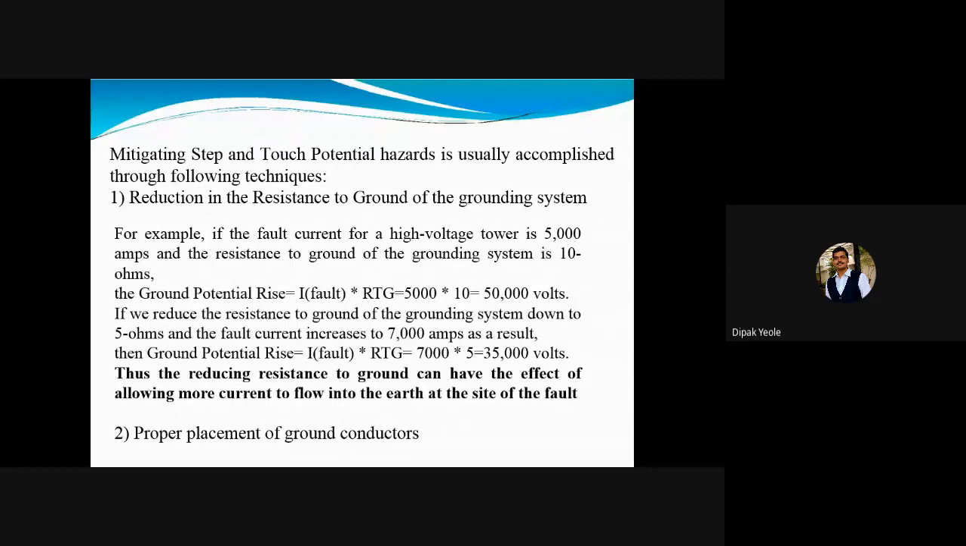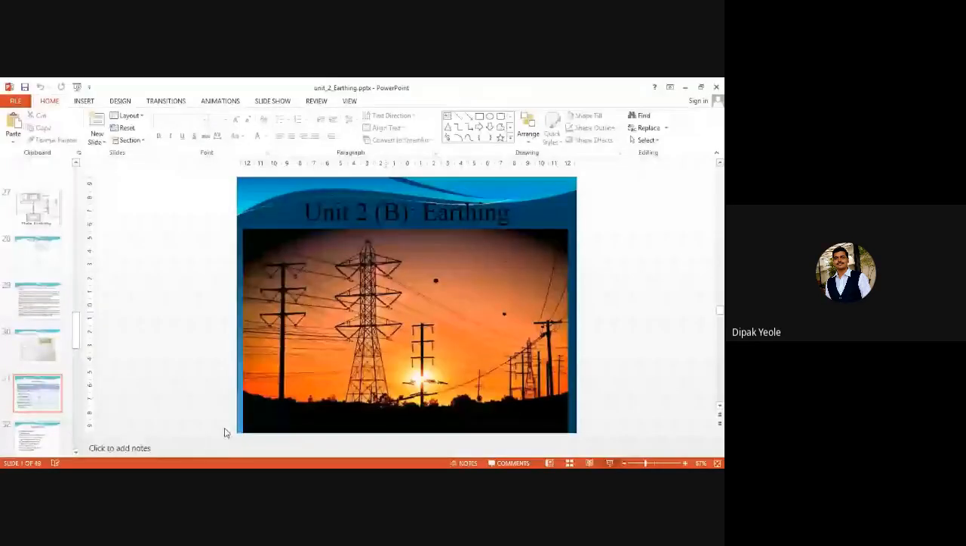But if we minimize the earth resistance to 5 ohm, we are not bothering about the current, so the current can be 7,000, and the voltage developed between the two steps can be 35,000. No doubt, 35,000 is a very high voltage, and only then will the person get shocked. But with this example, you can minimize the step potential. So the conclusion is: reducing the resistance to the ground allows more current to flow into the earth wire. And the second is proper placement of ground conductors.